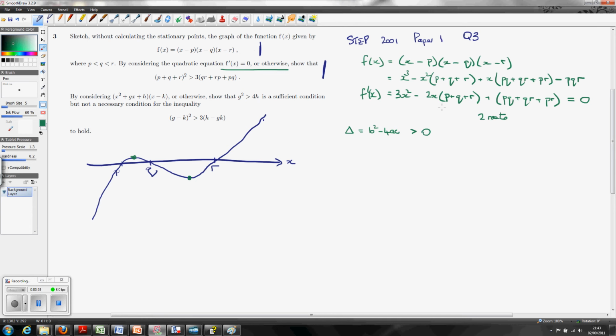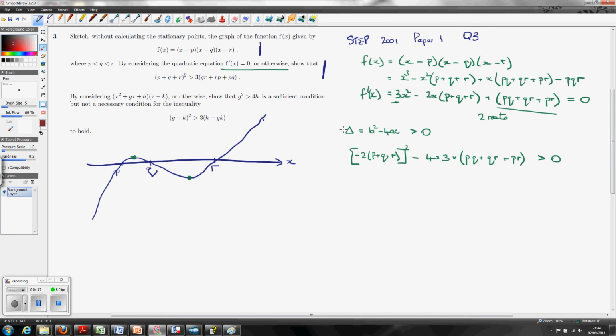So let's try what b squared minus 4ac is. b is minus 2(p + q + r). That's what b is. So let's take all of that squared, minus 4 times ac. a is 3, the coefficient of the x squared term, times c, which is this whole expression here, (pq + qr + pr). That all has to be greater than 0. And I'll be disappointed if that doesn't turn out on simplification to be what we want.